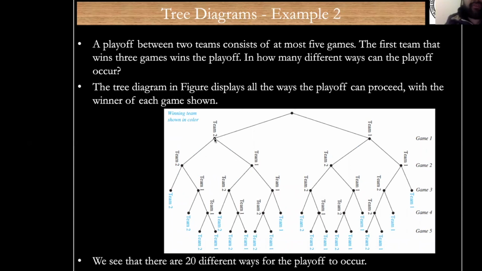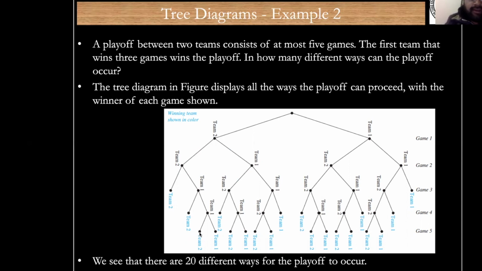If game one was won by team two, then game two can be won by team two or team one. And in case the first 2 games were won by team two, game three can again be won by team two or team one. But if game three is won by team two, then we have already got a winner here, and we don't need to compute the rest, and the tree can simply be pruned.